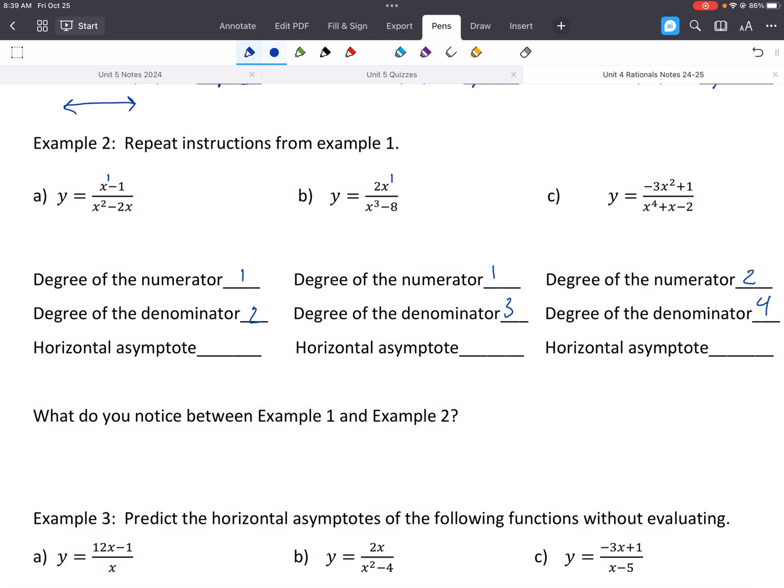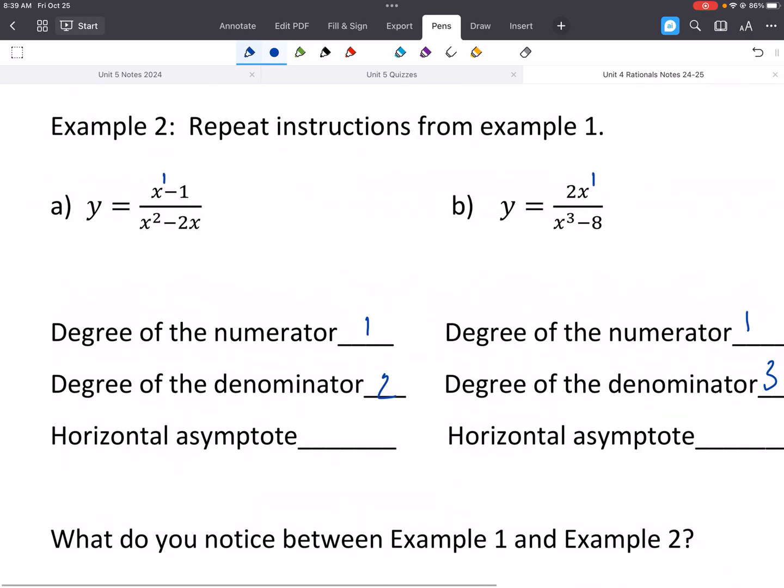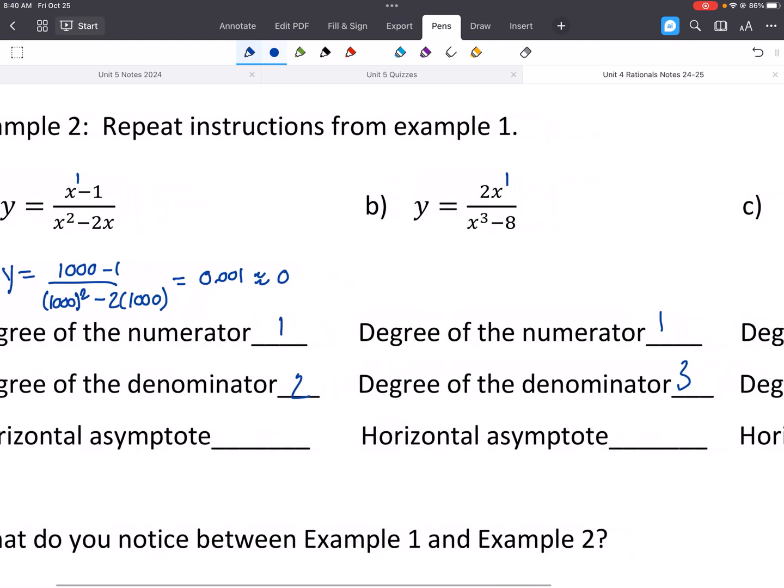Let's see what happens here if we plug in big numbers. Here we could do y equals 1,000 minus 1 over 1,000 squared minus 2 times 1,000. Just to save a little time, we would end up getting 0.01, which is approximately equal to 0. Okay, let's try another one. If we did y equals 2 times 1,000, you won't need to do this unless you forget the pattern that we come up with here.